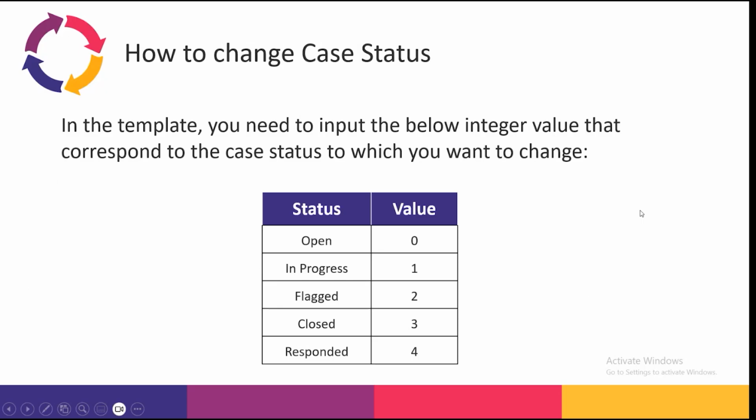So the numbers which align to the different statuses are as follows here. If you want to change a case status to open, you'll put 0. If you want to change to in progress, it's 1. Then 2 for flagged, 3 for closed, and 4 for responded.